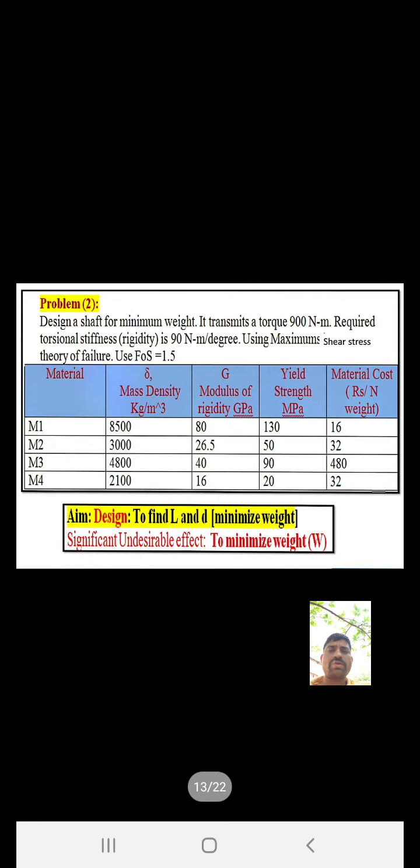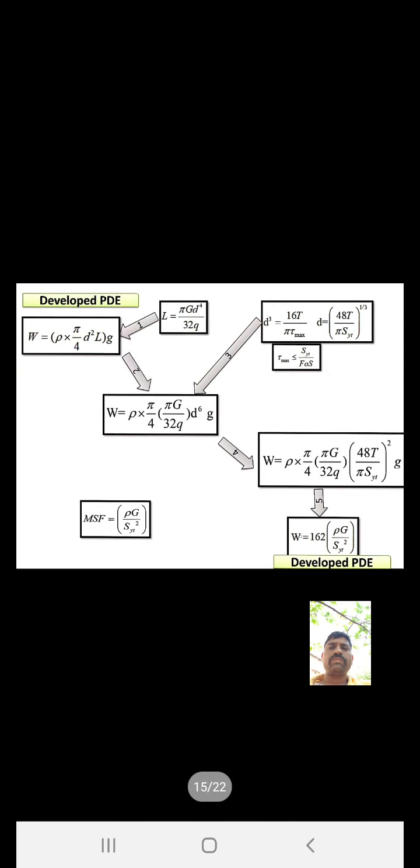Similar way here you should calculate d cube. Then you will get that value 16T divided by pi into tau max, where q is equal to T by theta. Okay, q is given as 90, which means the torsional stiffness or rigidity is 90 Newton meter per degree. This is denoted by q, and the torque is given as 900 Newton meter. Tau max, we know the limiting equation: tau max is less than or equal to SYT divided by factor of safety.